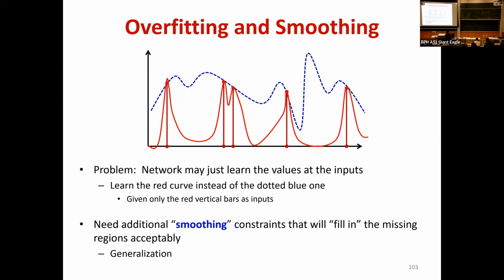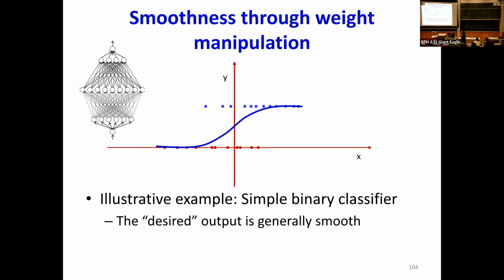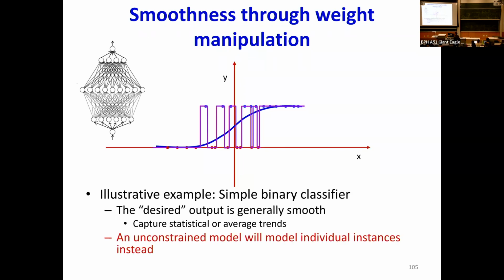So how do we deal with this? You need additional smoothing constraints that will fill in the missing regions acceptably. In other words, you need to do something about generalization. To explain one of the ways in which this works, consider a simple binary classifier with one-dimensional input. The actual function that you want to learn is the blue curve, right? But as we know, the neural network is a universal approximator. It can learn anything. It could also end up learning the purple function. Which of these two would you think is the better one?